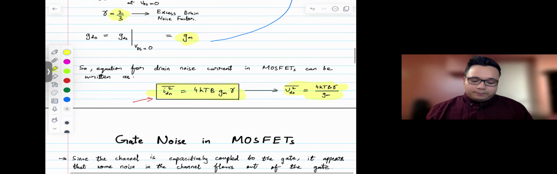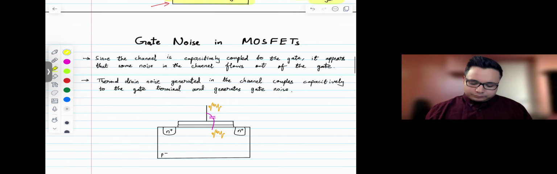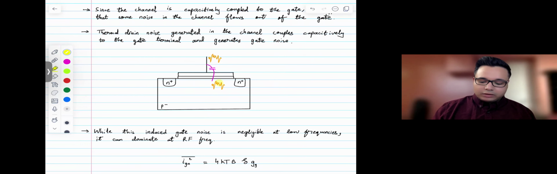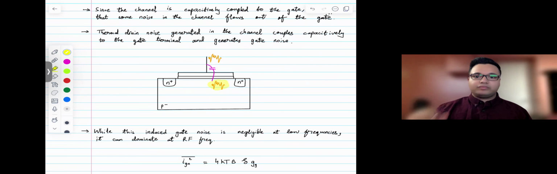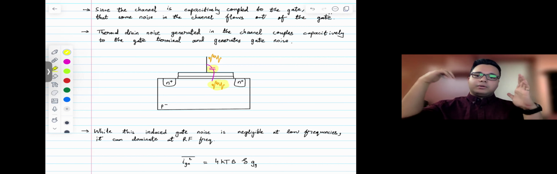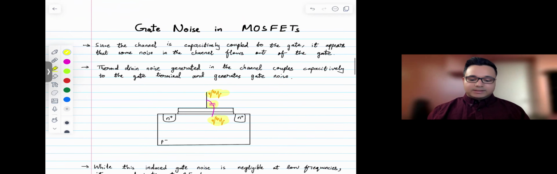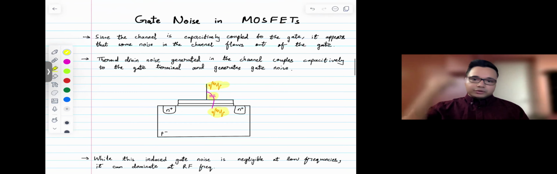All right. So that is the thermal drain noise, and now we'll talk about the gate noise in a MOSFET. We talked about how there's a channel in a MOSFET, and the channel has some sort of thermal drain noise. But as it turns out, the gate of a MOSFET is capacitively coupled to the channel, which I've shown here in the pink. If you have any noise in the channel, some of that noise will get capacitively coupled, and it will show up at the gate terminal of the MOSFET. That is the gate noise of a MOSFET, and it's induced because of that thermal drain noise.